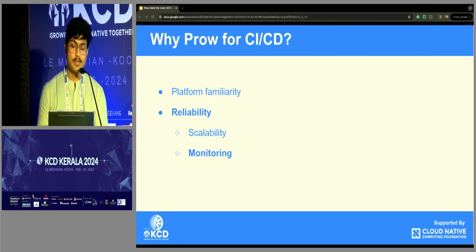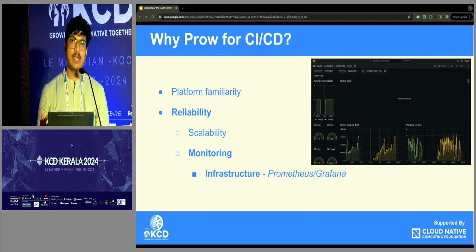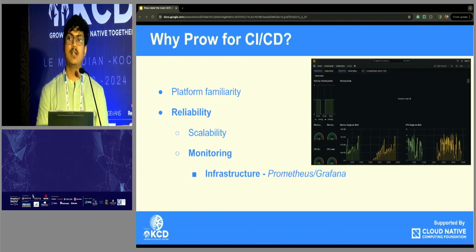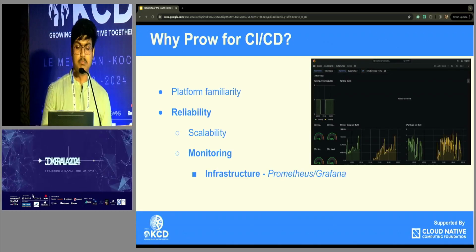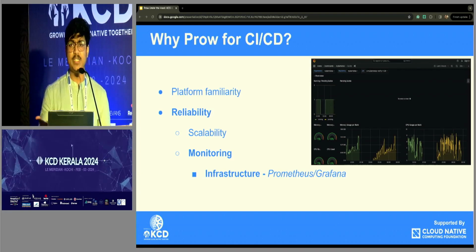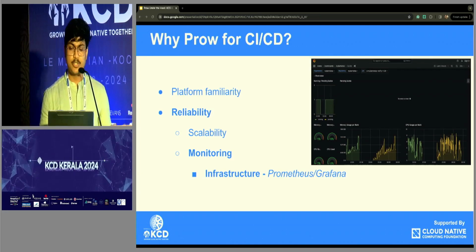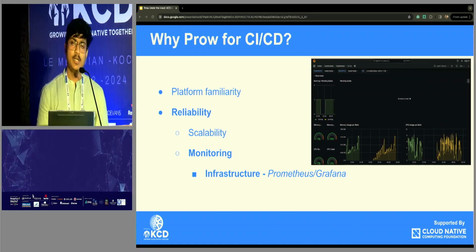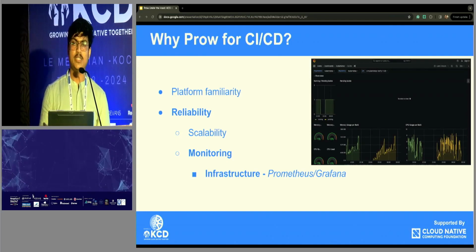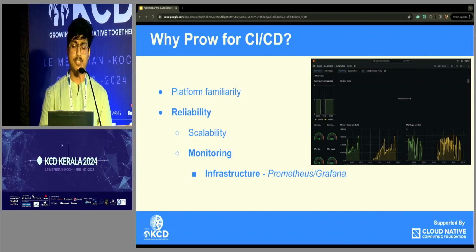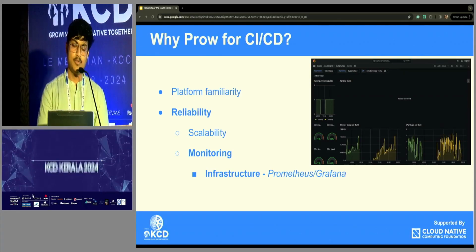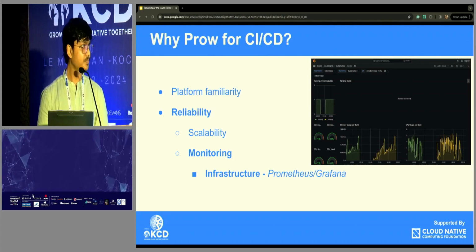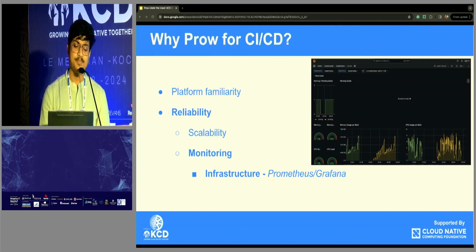Next is monitoring. Like we know, Kubernetes itself has a whole suite of plugins for monitoring, and something like Prometheus and Grafana, of which we have a screenshot. It actually lets you know at what capacity your CI/CD infrastructure is running. This is actually the screenshot of the upstream Prow usage.